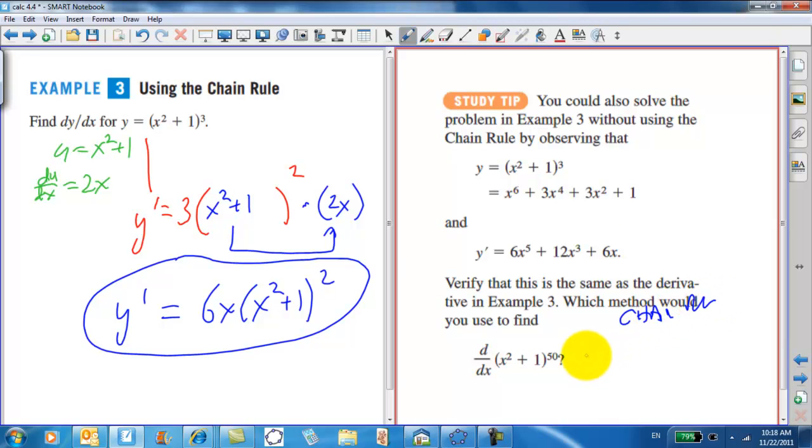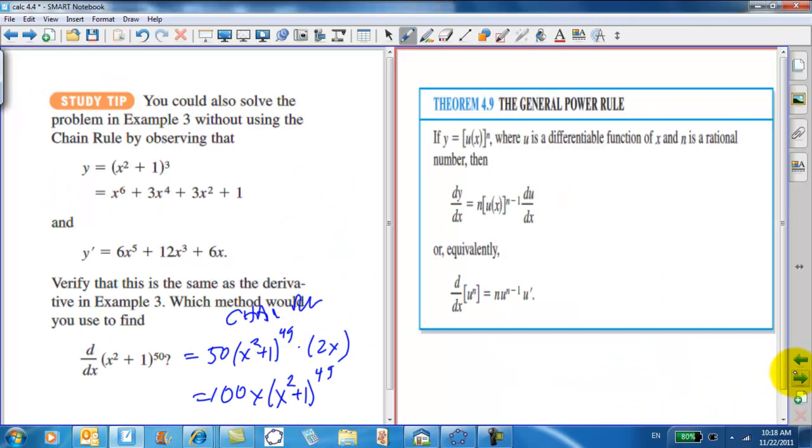Because with the chain rule, you get 50 times x squared plus 1 to the 49th, and then you just have to multiply by the derivative of the inner function, 2x. And so you get 100x times x squared plus 1 to the 49th. So much easier than actually expanding out, taking the 50th row of Pascal's triangle. Could you imagine? That would be a triple Pippin problem, if you really want to do all that work.